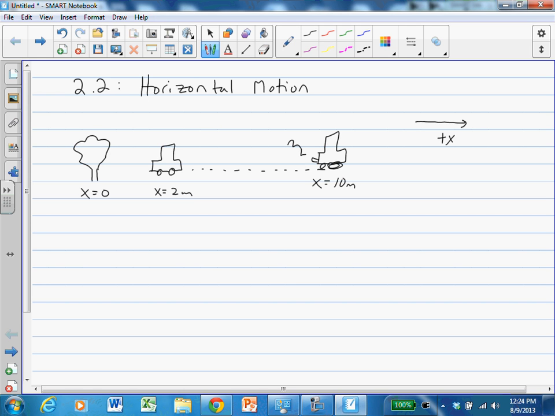But starting at the tree where x is 0, you could also go backwards, so it could be in the negative x, or it could go, from 10 meters and turn around and go back to 3 meters, and your change in position would be negative for that. So motion parallel to the ground is considered horizontal motion. And we're only interested in the one dimension, so we'll call this the x-axis. Later, we'll do x and y.